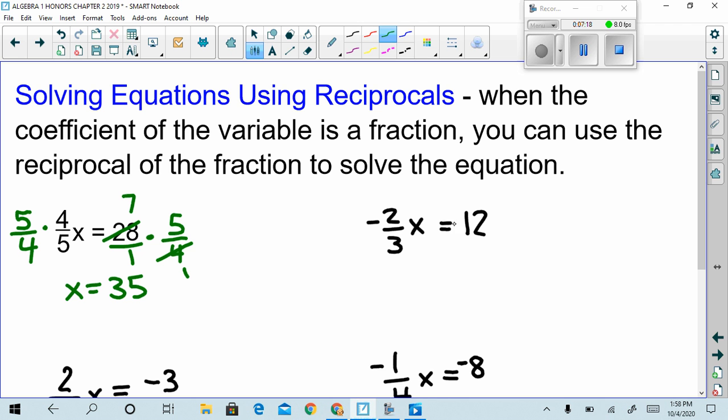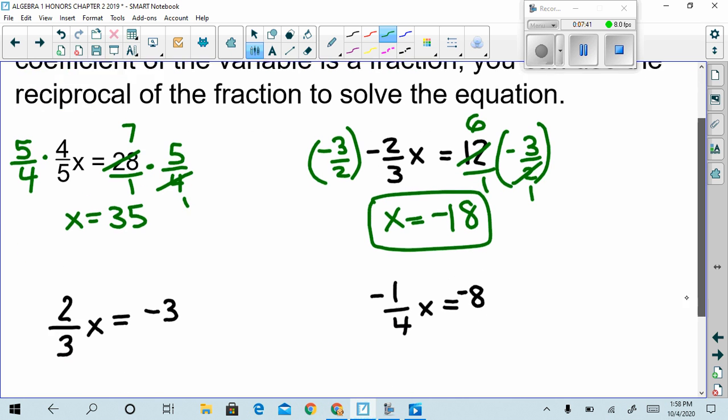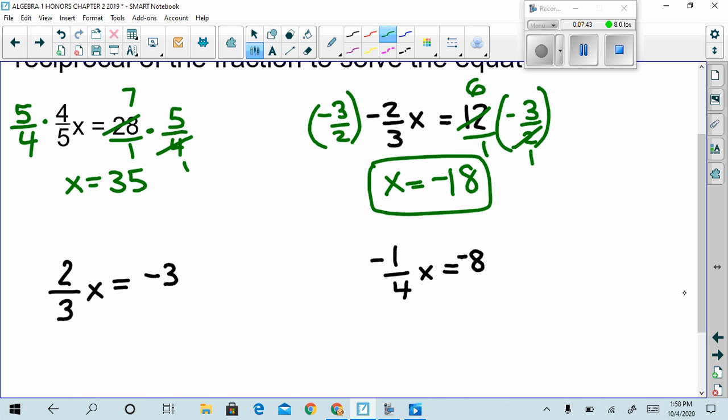Let's see that again. Negative 2/3 x is equal to 12. Let's multiply by that reciprocal, which is a negative 3/2. Watching my signs, I'm going to simplify before I multiply by cross-canceling. 6 times a negative 3 gives me a negative 18.